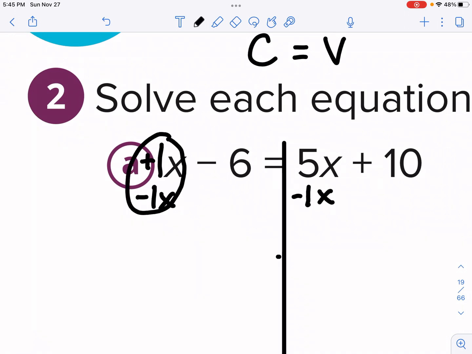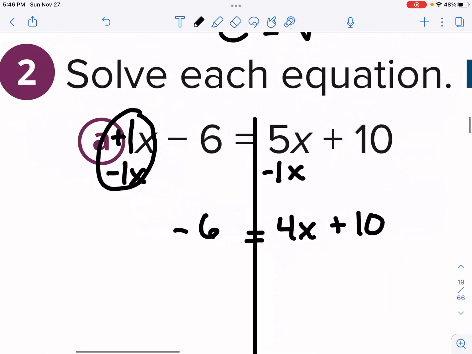Okay. I normally put an equal sign and I rewrite everything. I rewrite this -6. I'll simplify 5x minus 1x is 4x. And I copy down this +10. All right, so great. I've got x's on the right. Now let's move all my numbers to the left. In this case, this is a two-step equation. This +10 has got to be on the left, so I'm going to subtract 10 from both sides.